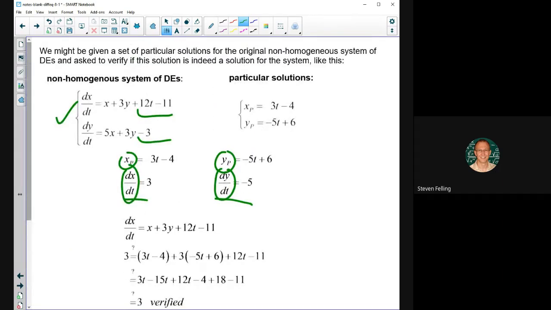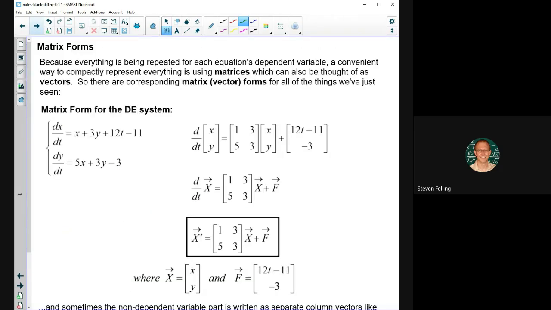So the notes are posted if you want to look through that in more detail. Just know that you can verify a given solution. Okay, but the more important thing is we're going to do lots of things with matrices here.